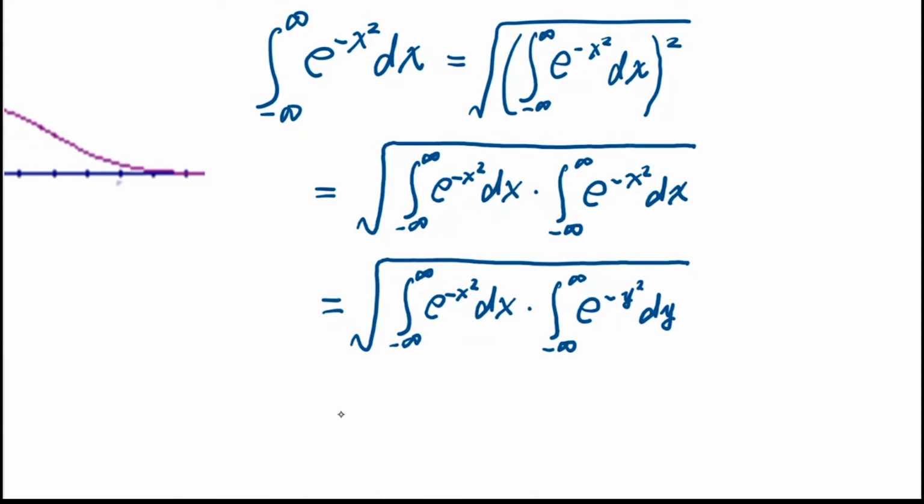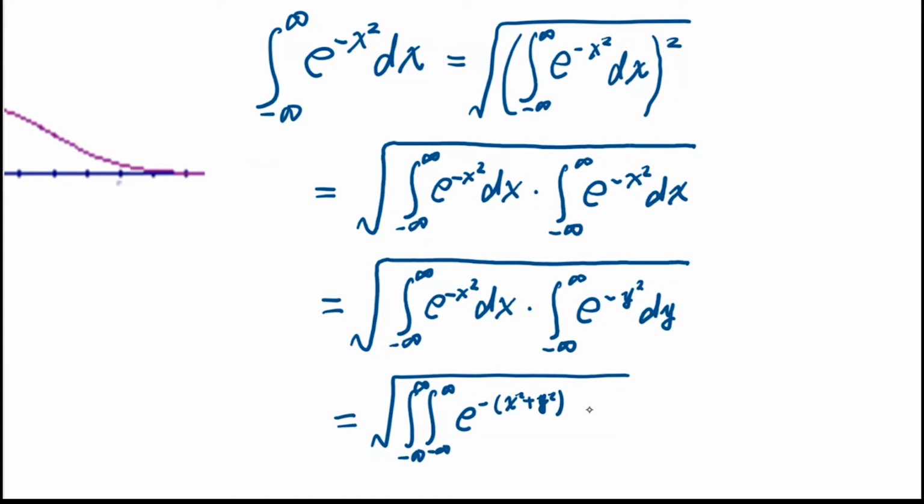Okay. Now I'm going to say that is equal to square root of, I'm going to combine these two integrals into a double integral. Because the x's and y's are independent of each other, so it doesn't matter, right? So I multiply it, so e to the negative x squared plus y squared, still the same thing, dx dy. How are we doing so far?